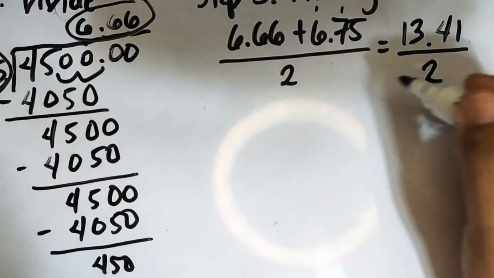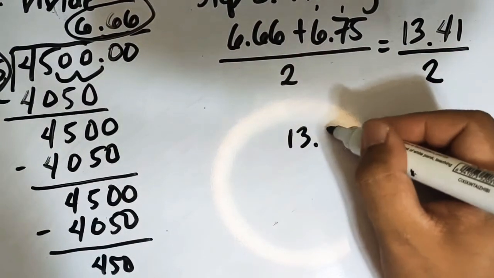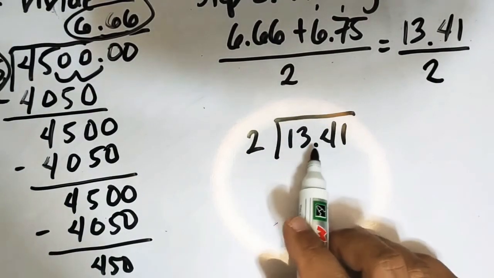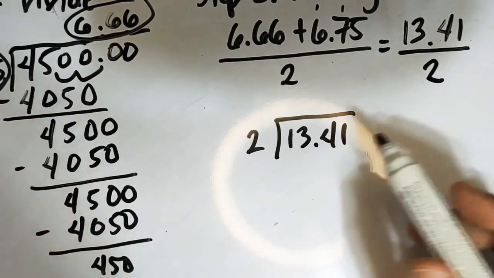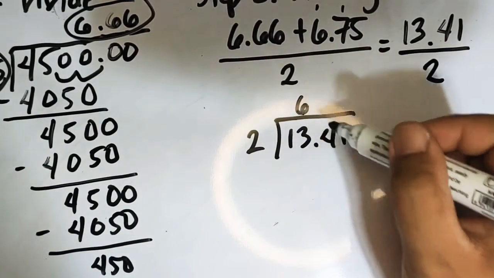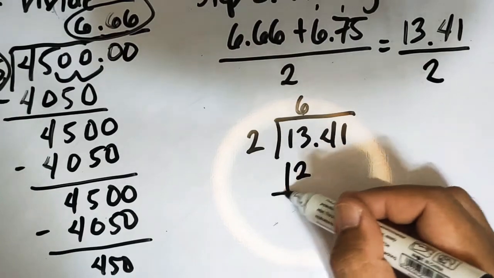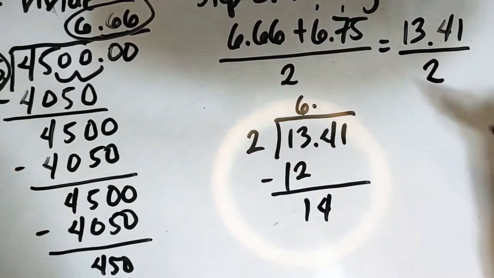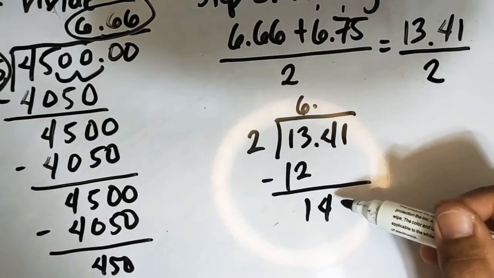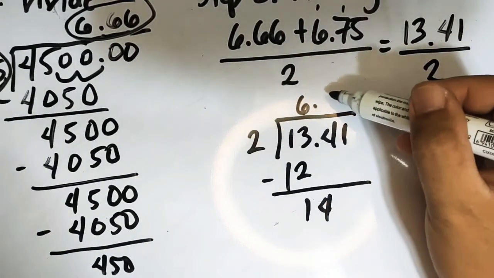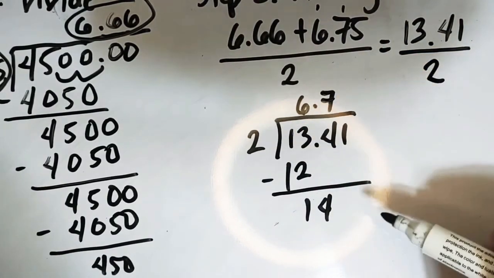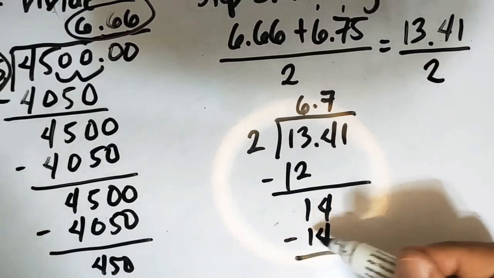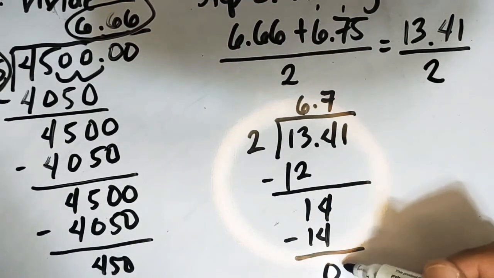So we will get now the average of 13.41. We will get the difference, the quotient of this. Ayan, so we have 13 divided by 2 is 6. 6 times 2 is 12. 13 minus 12 is 1. Bring down 4. Okay, so 14 divided by 2 is 7. 7 times 2 is equal to 14. So we have 0. Bring down 1.